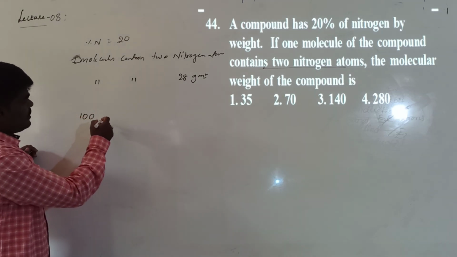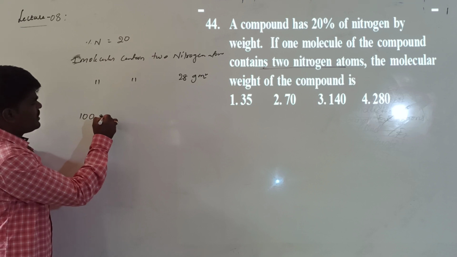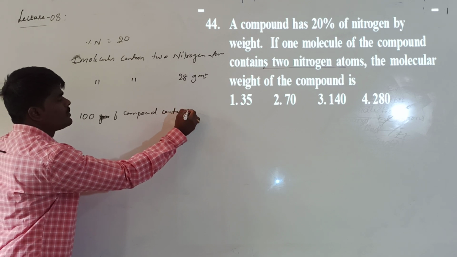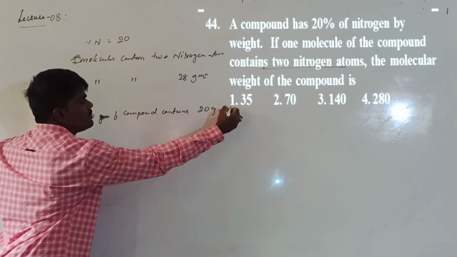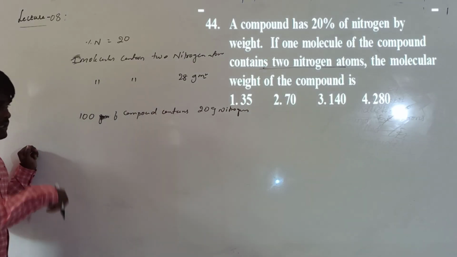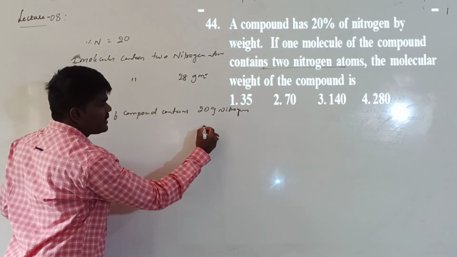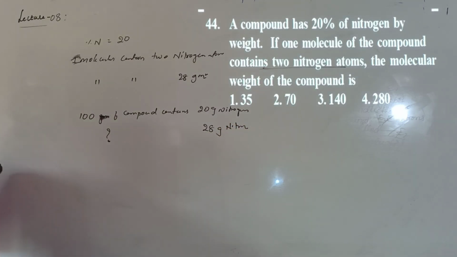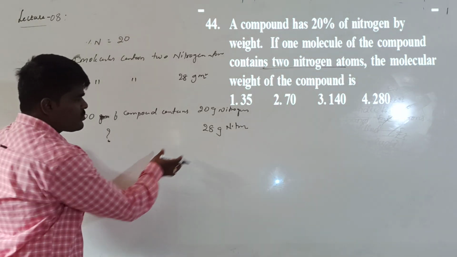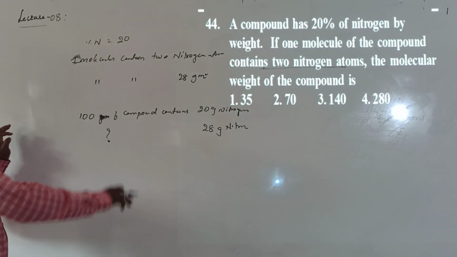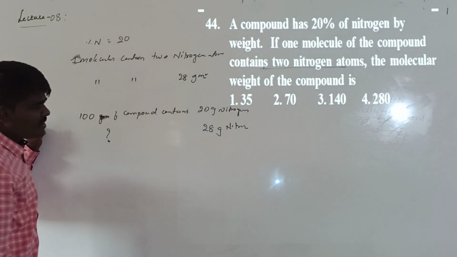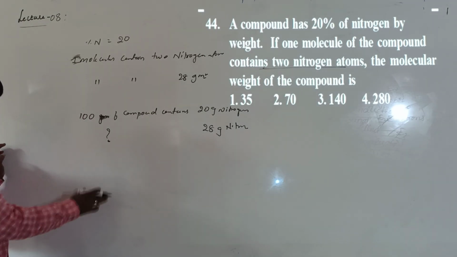That means what is given by percentage? We said that 100 parts are 100 grams. 100 grams of the compound contains 20 grams of nitrogen. Right? What is the mass of the nitrogen in the compound? 28 grams. Then 28 grams of nitrogen is present in how many grams of the compound? Are you getting this? 20% means in 100 grams of the substance, 20 grams of nitrogen is present. But he said that one molecule of the compound contains 2 nitrogen atoms. What is the mass of 2 nitrogen atoms? 28 grams. So that means 28 grams of nitrogen must be present in.